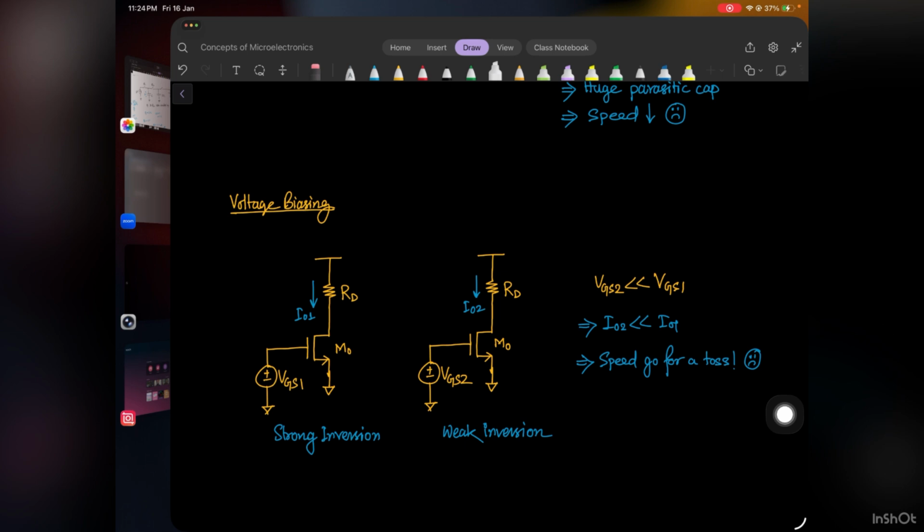Again, let's say you are biasing the transistors M1 and M2 using a voltage source, VGS1 here and VGS2 here, and let's say this one is in weak inversion and this one is in strong inversion. We consider VGS2 much smaller than VGS1 because we want this transistor to be in weak inversion, and because of that ID2 is much smaller than ID1. Again, if your drain current reduces, your speed will again go for a toss.